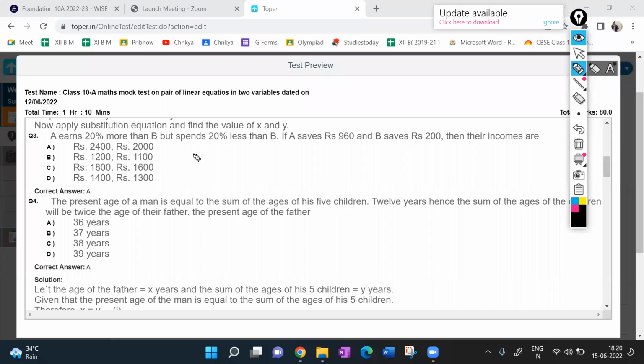Look at this here. A earns 20% more than B means if B is 200 rupees, then A is going to be what? 240 rupees. If B is 100 rupees, A will be what? 120 rupees. Why? Because A earns 20% more than B. But A spends 20% less than B. Then how can I write this?